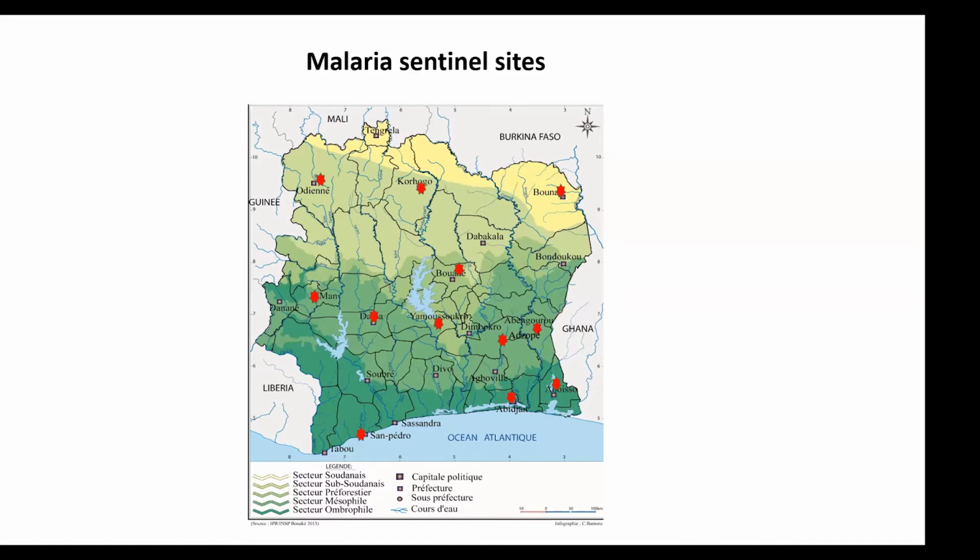For the efficacy study of anti-malaria drugs, we have 12 sentinel sites in the country, in the west, the south, the center, and the north, because we have different epidemiological facies of malaria in the country. Next slide.